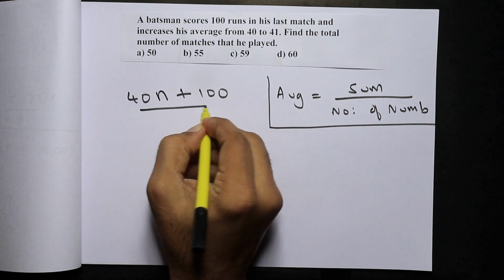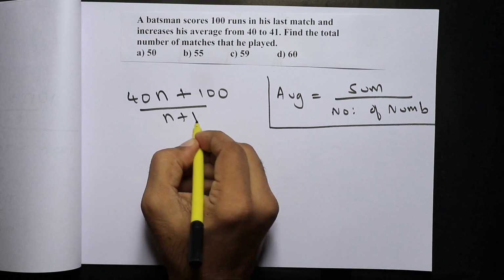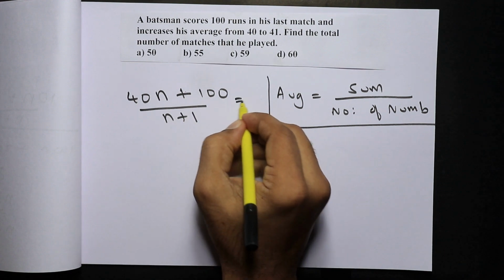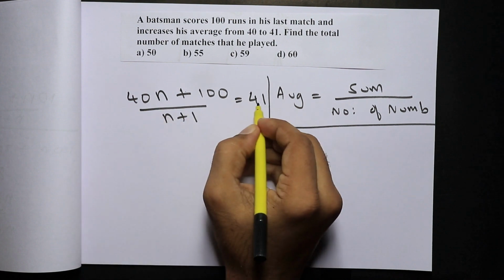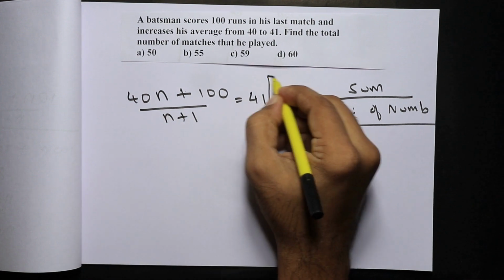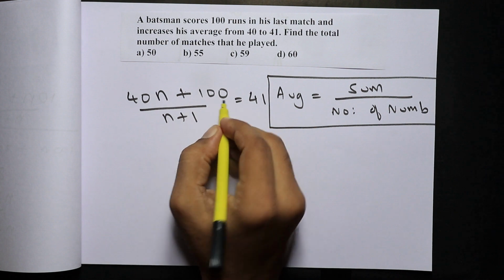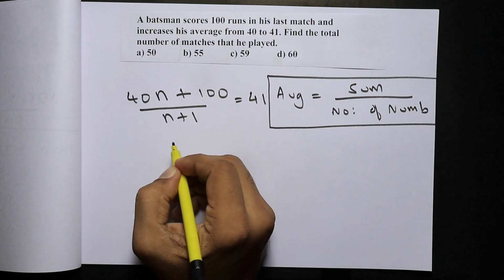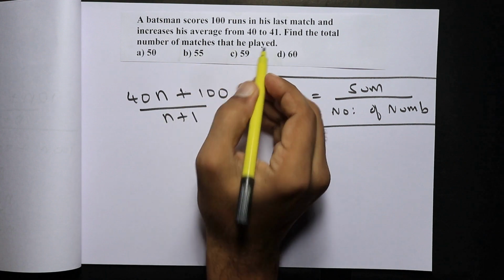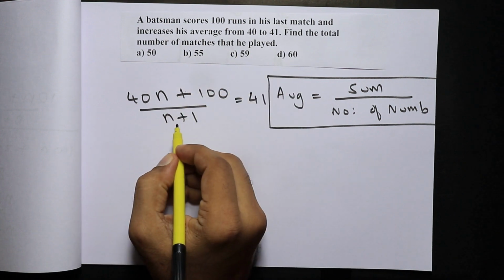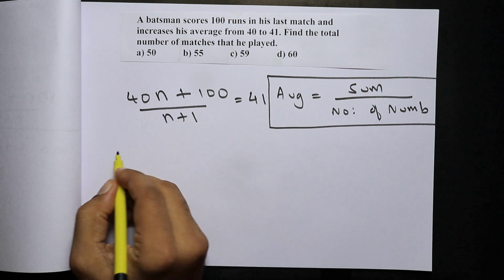So this is the total runs by number of innings, which is now n plus 1. And this average has now become 41. Earlier it was 40, now it has become 41 after scoring 100 runs in his last match, that is the n plus first match. So we need to find the total number of matches that he has played, that is equal to n plus 1. So let us solve this equation.